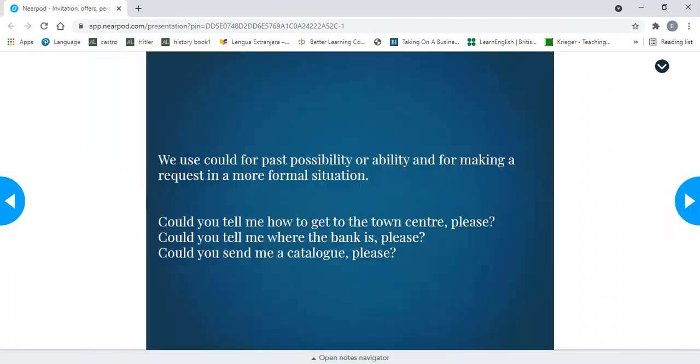And then we have could. We use could for past possibility or ability and for making a request in a more formal situation. Could you tell me how to get to the town center, please? Could you tell me where the bank is, please? Could you send me a catalog, please?